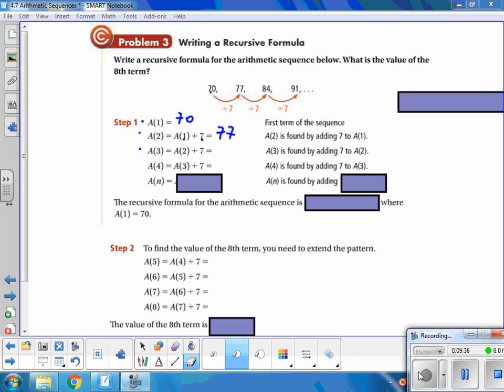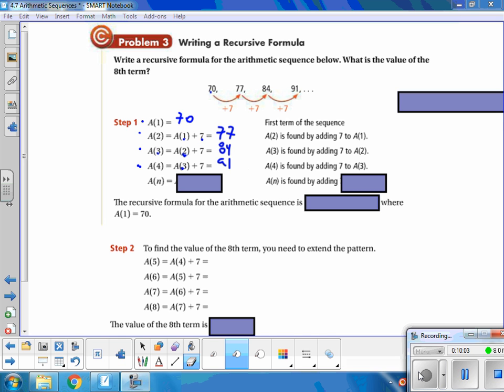Okay, let's talk about my second term. Sorry, let's talk about my third term. My third term is my (n minus 1)th term, which is where I'm getting my second term, 77, plus 7 more, so I'm now up to 84. Okay, now I'm going to look at the fourth term. The fourth term is the third term, because it's dependent on the previous one. So my third term, which is 84, plus 7, which gets me to 91.